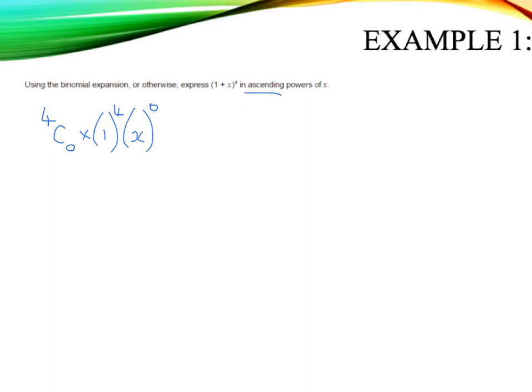My next term is going to be, so plus 4c1 multiplied by 1 to the power of 3, x to the power of 1. Notice the pattern that's gone on here. My c number has gone up by 1. The first term here has gone down by 1 in terms of its power, and the x term has gone from 0 up to 1. Okay, let's do the next one.